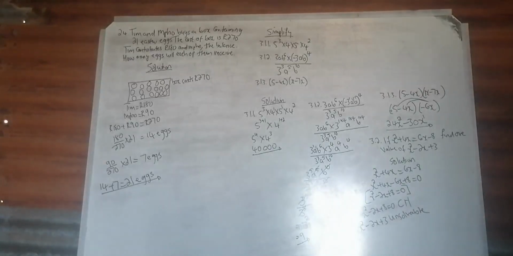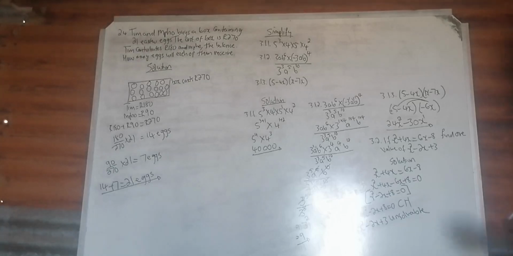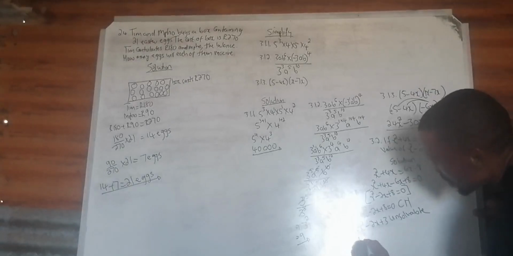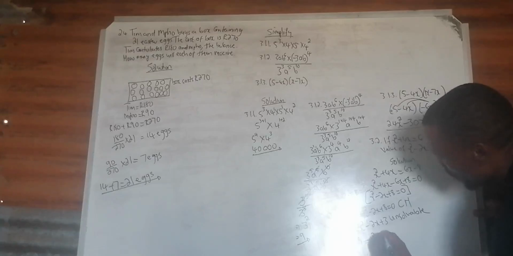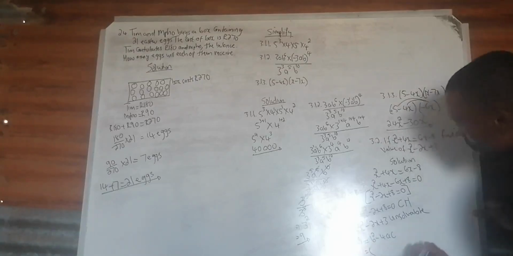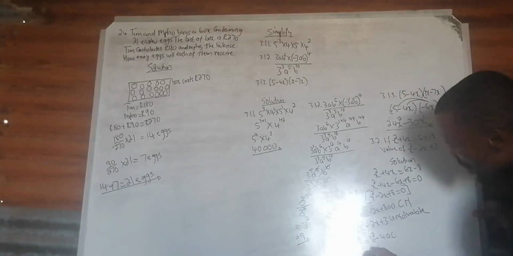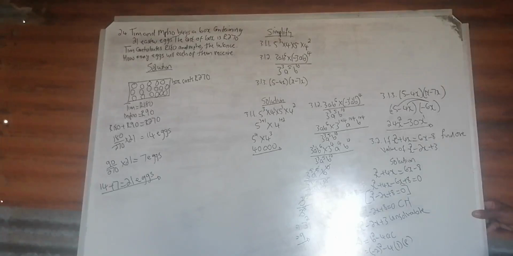I cannot find the value of x, therefore I couldn't find the value of the expression, because this is a complex number. Let me show you something. We can prove this by calculating what we call the discriminant. The discriminant equals b squared minus 4ac. The value of b is negative 2, squared, minus 4 times a, which is 1, times c, which is 8.